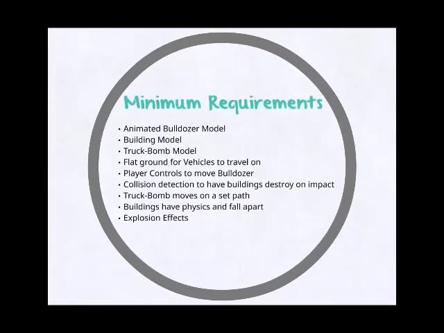The minimum requirements for what I want for a game: I want an animated bulldozer model, a building model that can be destroyed, a truck bomb model, a flat ground for vehicles to travel on, player controls to move the bulldozer, and collision detection to have buildings destroy on impact. The truck bomb moves on a set path, buildings have physics and fall apart, and I want there to be plenty of explosion effects. I'm really excited about that one. My professor says explosion effects and particle effects are pretty easy to make. I know Unity has some built-in tools for that because Unity is amazing, but I don't know any of that. I'm excited to learn about that.